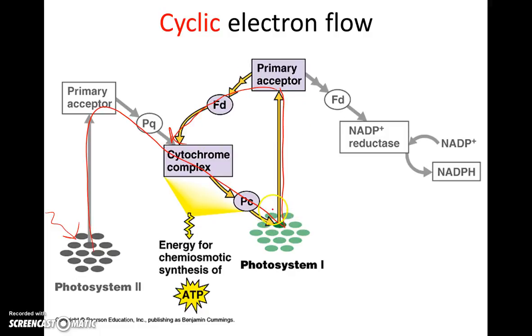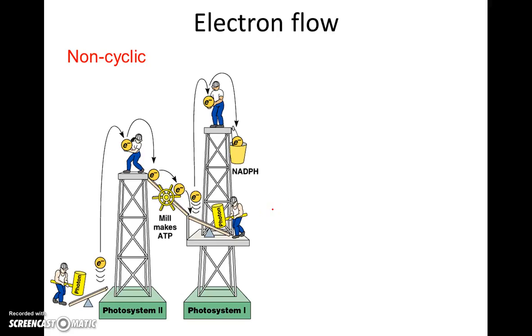All right. Let me show you a different way that might make a little more sense. So you got the non-cyclic. You got photosystem 2. The light comes down, the electron is excited. Then it passes down the electron transport chain where it gets to photosystem 1. It's excited again, and eventually it's donated to make NADPH. Okay?